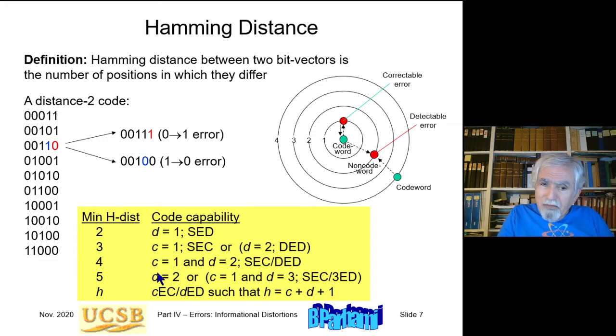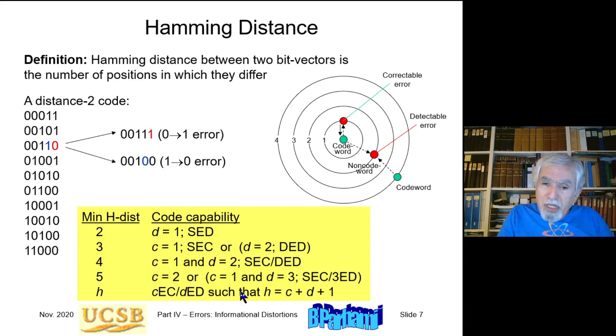If you have 5, you can correct 2 errors, or you can detect 4 errors, or you can use a combination, correct 1 error and detect 3 errors. So these have names. SEC-DED means single error correcting, double error detecting. SEC-TED means single error correcting, triple error detecting.